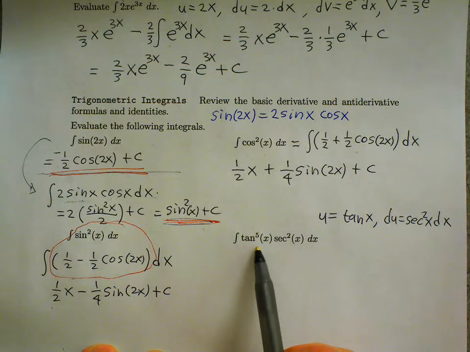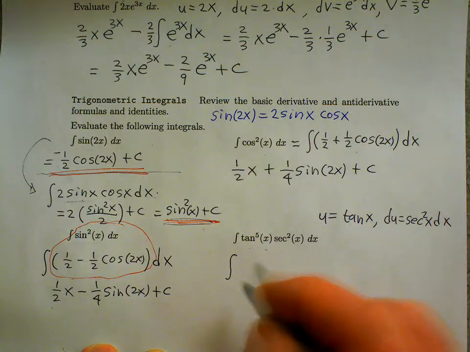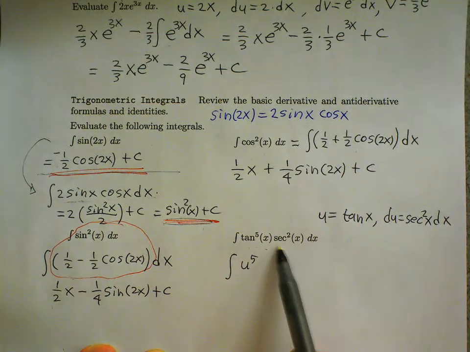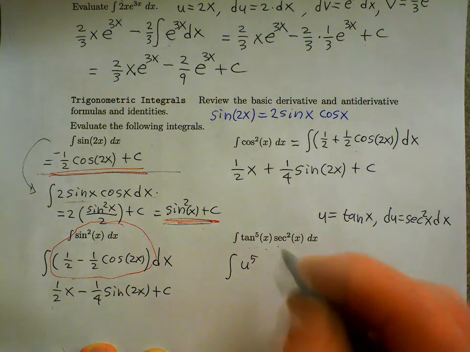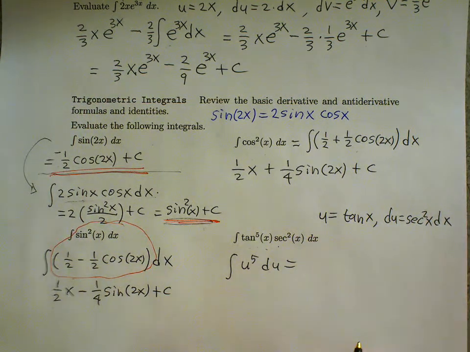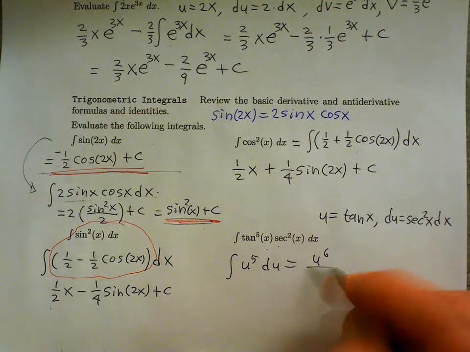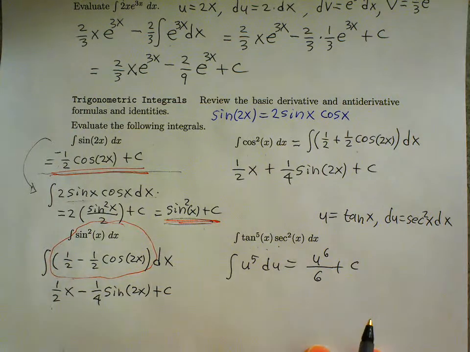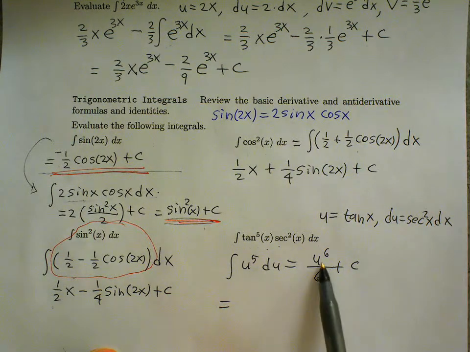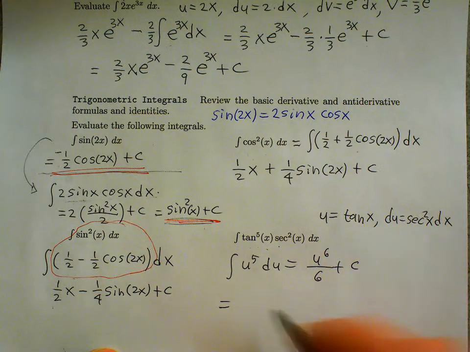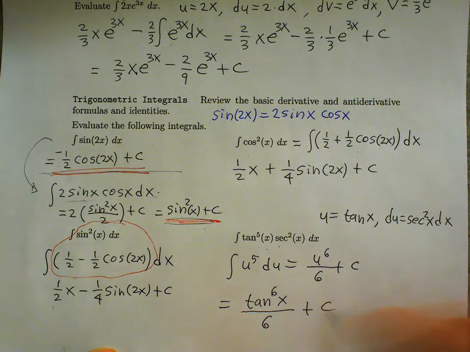And then substitute, replace tangent of x to the 5th with u to the 5th, and replace secant of x squared dx with du. And then the indefinite integral of u to the 5th du is u to the 6th over 6 plus a constant. And then the last thing we do, replace u with tangent of x, so we get tangent of x to the 6th divided by 6 plus a constant is the indefinite integral.